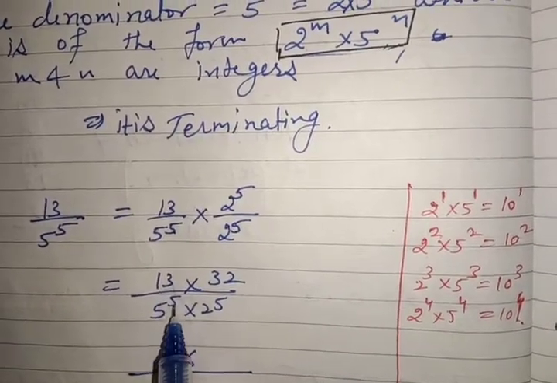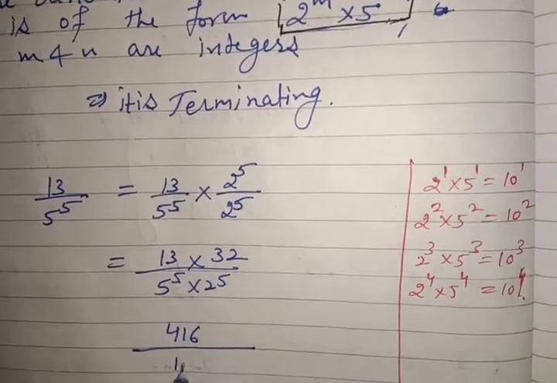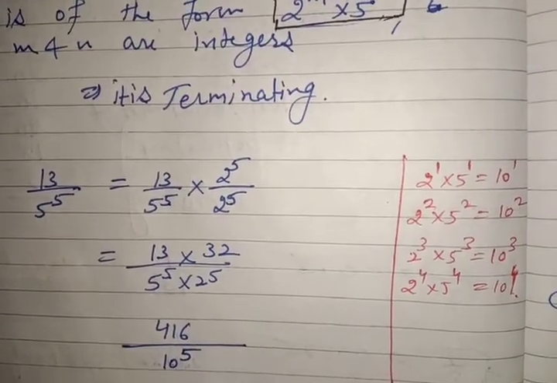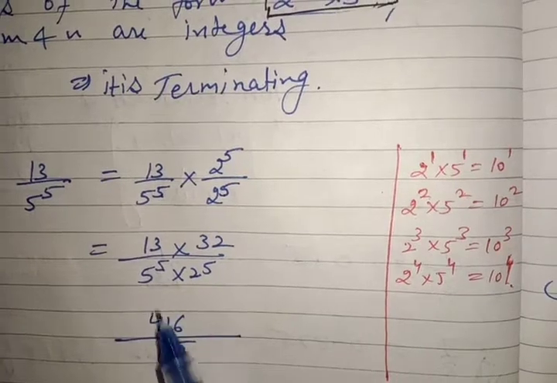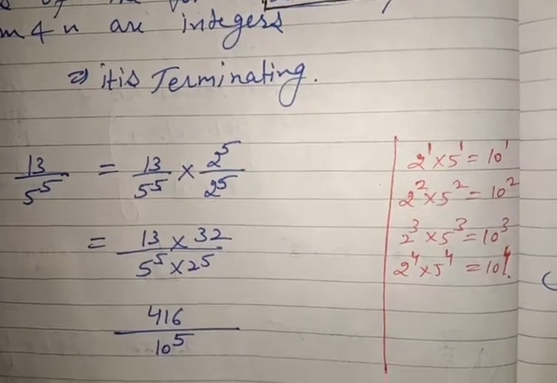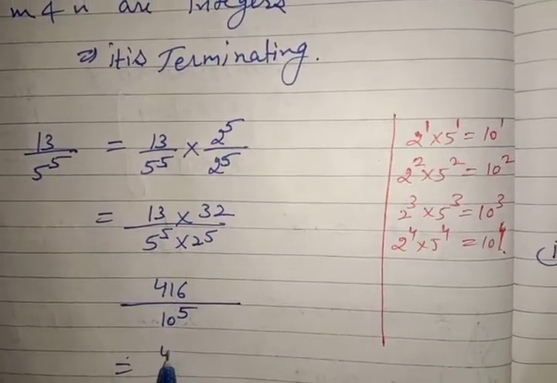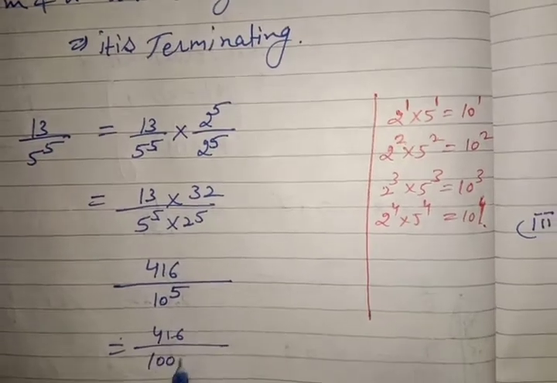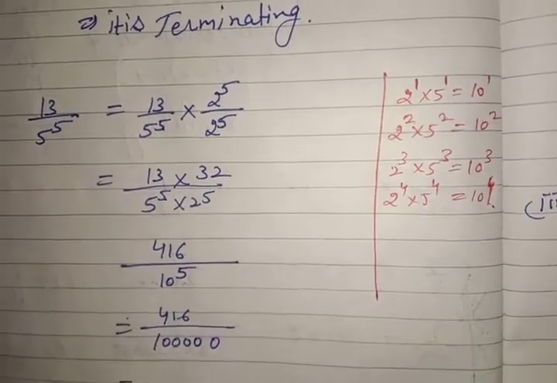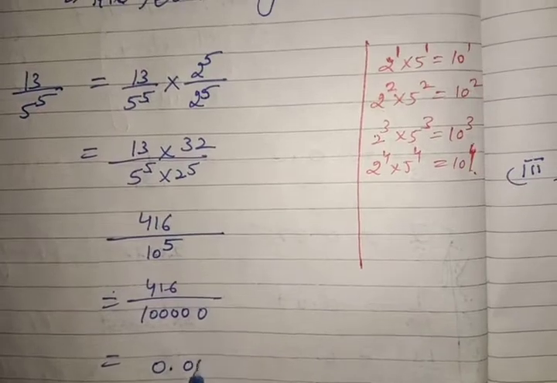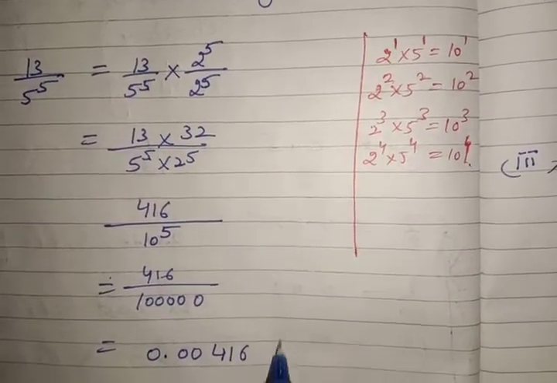And 5 power 5 times 2 power 5, if you know exponents, will be 10 raised to power 5. And if 5 zeros are there, 1 2 3 4 5, you know how to write it in decimal form? 0.00416. So this is the answer of our second question.